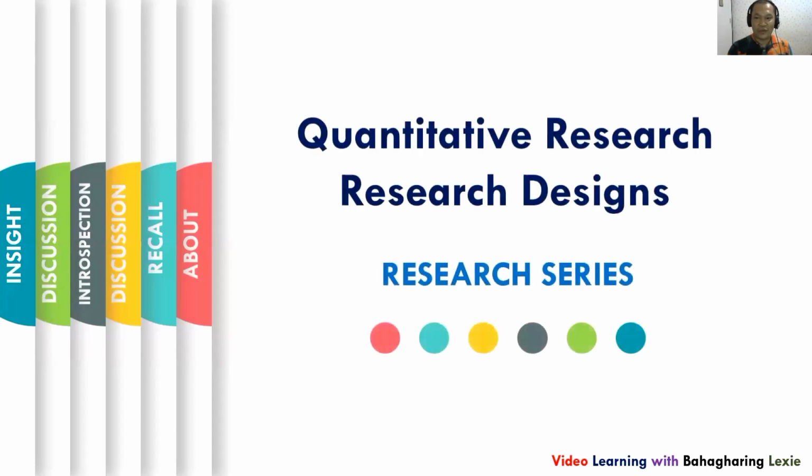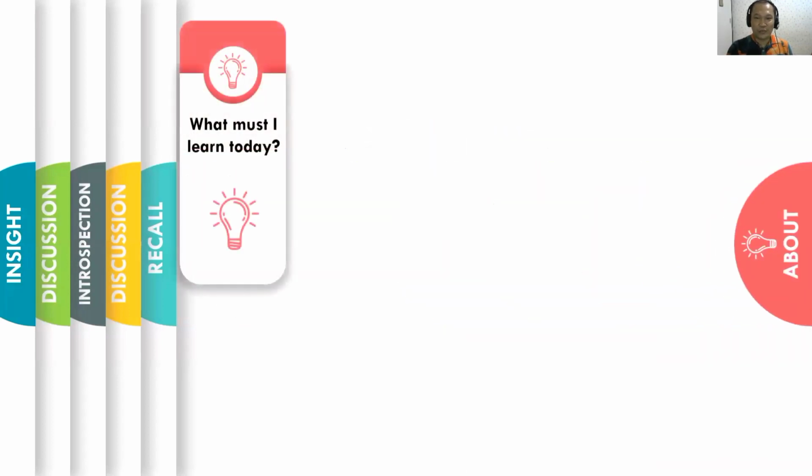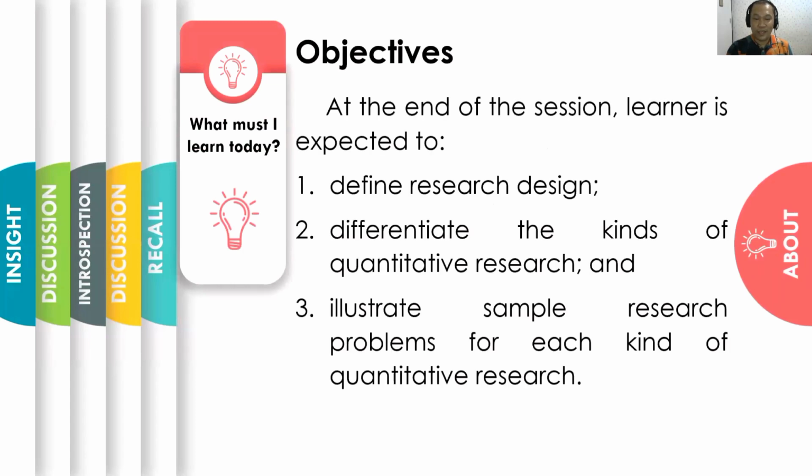Good day, everyone. Today, in this video learning, we are going to discuss research designs under quantitative research. And here are our session objectives. Number one, define what research design is. Number two, differentiate the kinds of quantitative research. And number three, illustrate sample research problems for each kind of quantitative research.